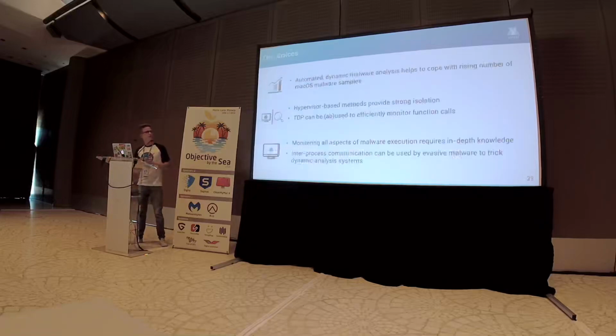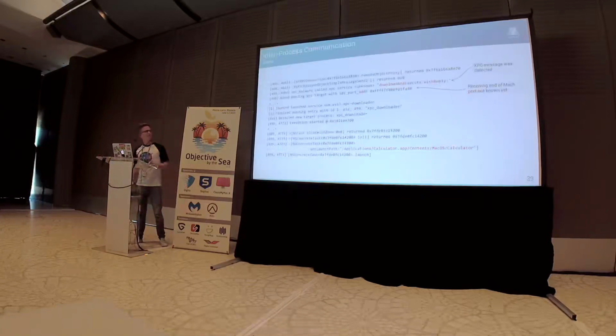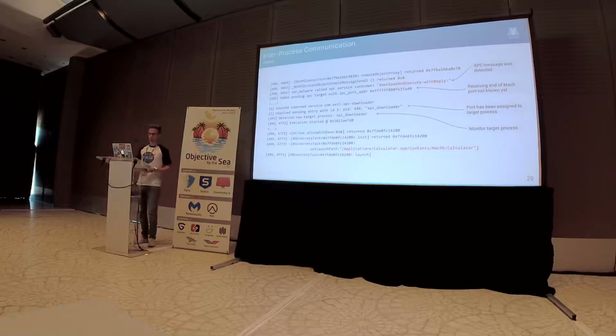Then we see that, oh, sorry. So at some point we see that launchd started a new process. And we now can resolve this Mach port, and we see, okay, that the target process name is XPC downloader, and we now know that there was an XPC call from our sample to this target process, so we need to monitor this target process as well, because it may have some malicious activity. So again, if your analysis system doesn't know how to monitor these XPC calls, you can easily be evaded using this.